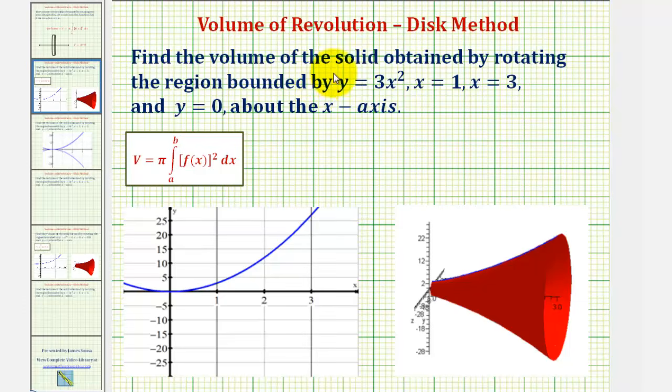We want to find the volume of the solid obtained by rotating the region bounded by y equals 3x squared, x equals 1, x equals 3, and y equals 0 about the x-axis. And we'll do this using the disk method.